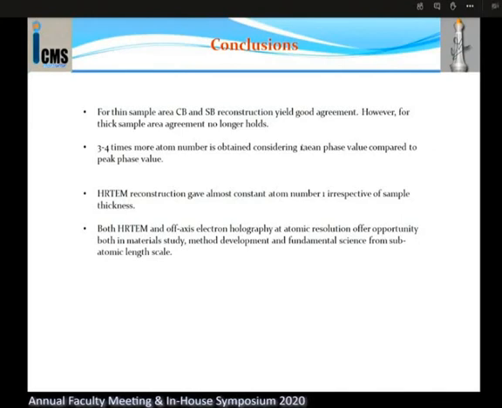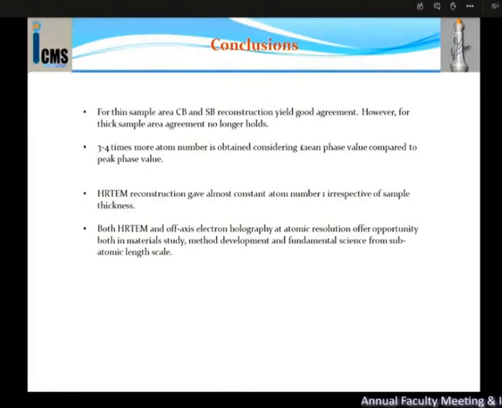Now coming to the conclusion, because I just tried to make it simple and brief. The major conclusions were: for the thin sample area, the central band and sideband reconstruction yield good agreement. However, for the thick sample area, agreement no longer holds. And 3 to 4 times more atom numbers are obtained considering the mean phase value compared to the peak phase value. HRTM reconstruction gave an almost constant atom number, one, irrespective of sample thickness, and both HRTM and off-axis holography at atomic resolution offer opportunities in materials study, method development, and also fundamental science from the subatomic level.